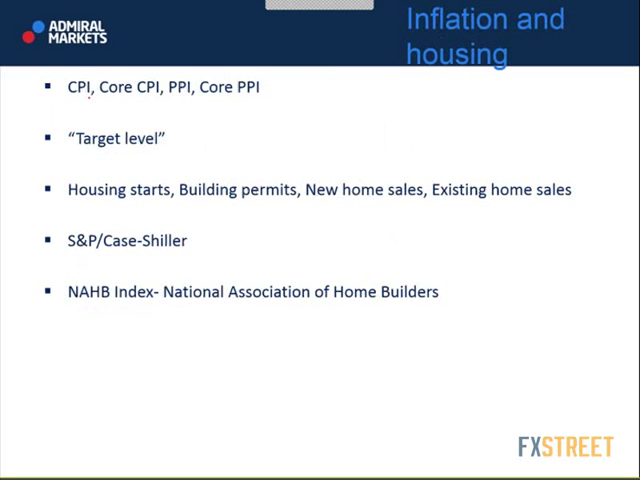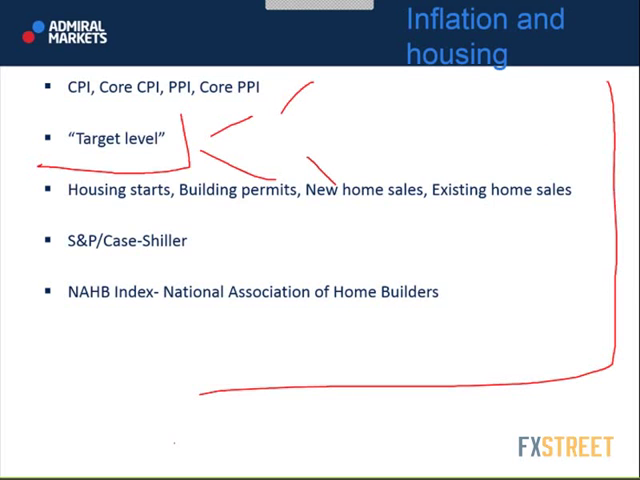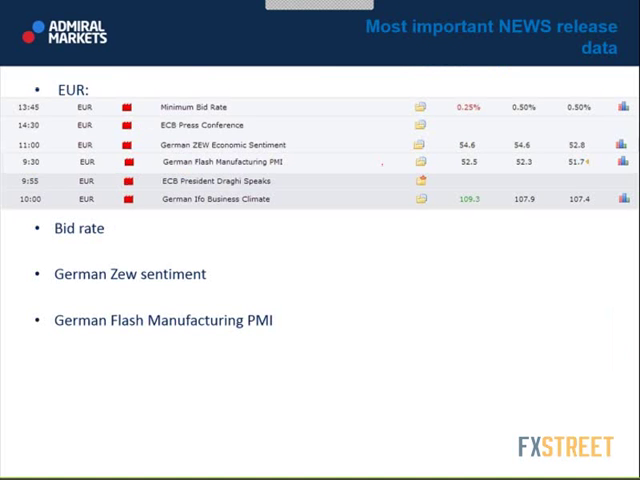Inflation and housing: CPI, core CPI, PPI, core PPI. It uses a target level, with deviation up or below the target level. Housing starts, building permits, new home sales, existing home sales. Standard & Poor's Case-Shiller Index. NAHB Index, National Association of Home Builders. Okay? You can all find it on the calendar.